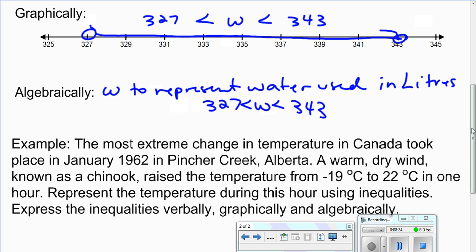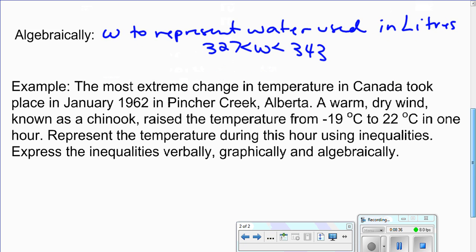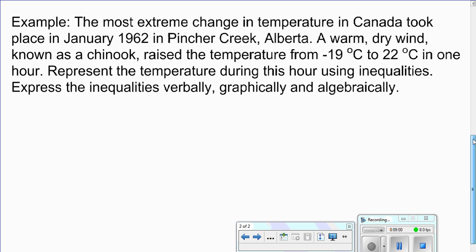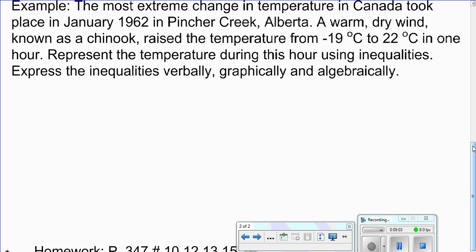Okay, last example. So it says the most extreme change in temperature in Canada took place in January in 1962 in Prince Creek, Alberta. A warm, dry wind, Chinooks, we know what these are, took the temperature from -19 degrees Celsius to +22 degrees Celsius in 1 hour. That's ridiculous. So we're going to represent this using inequalities, and your number line for your inequality doesn't always have to be a left to right number line. If you are more comfortable with temperatures on a vertical number line, like a thermometer, you could draw that as well.